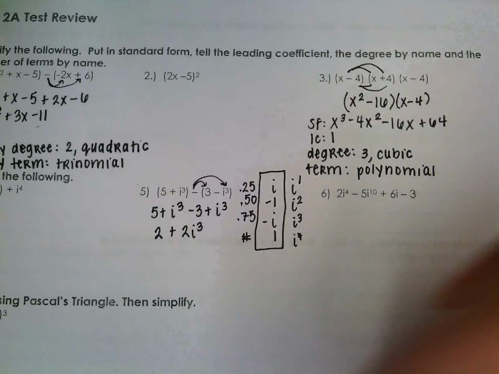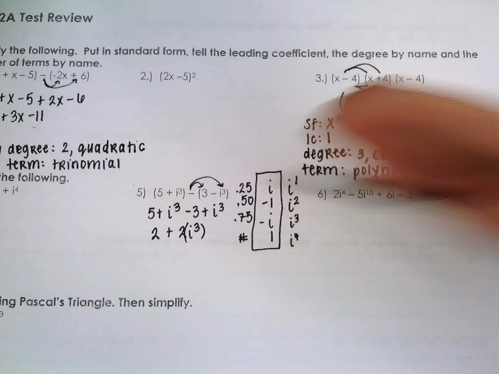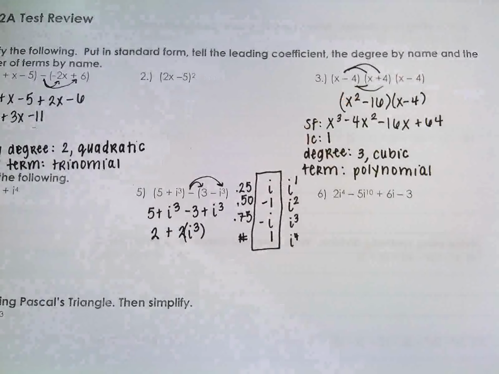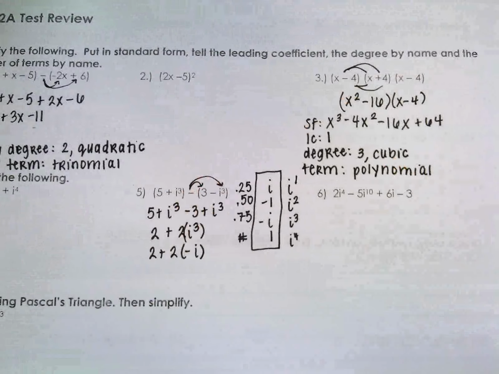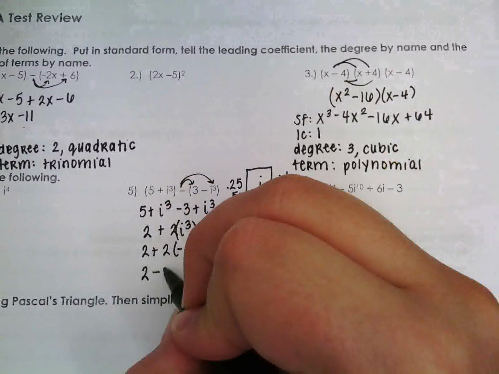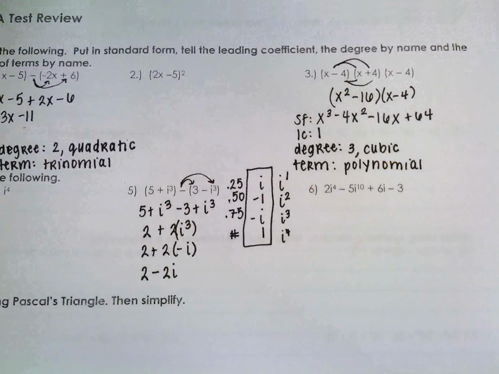All right, i cubed really equals negative i. So I'm going to replace that with negative i. So my final answer, just simplifying, is 2 minus 2i.